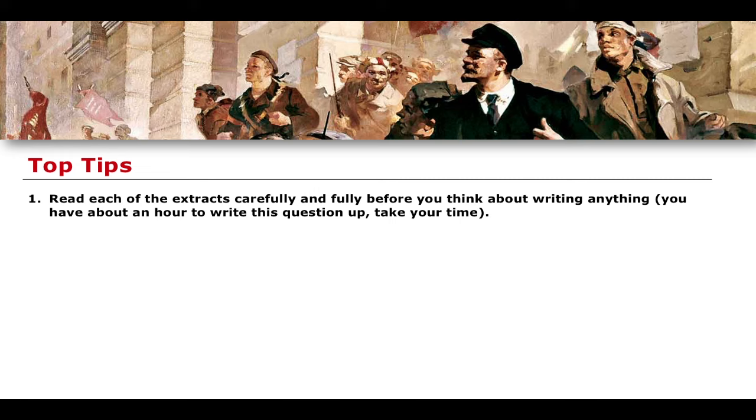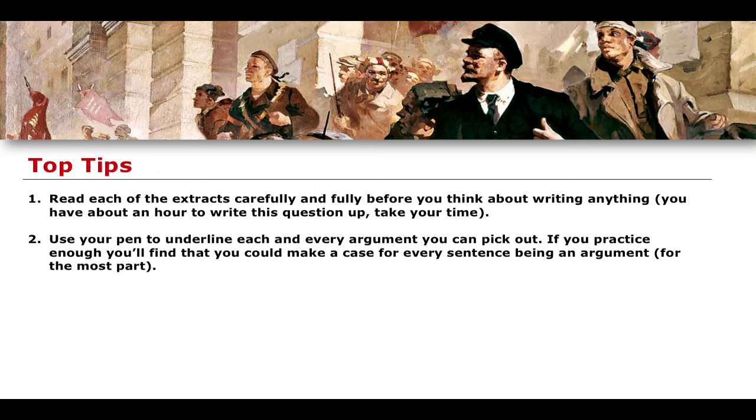So first tip, read the extract question as carefully as possible. Make sure you have a very good understanding of what is being said. Read it once, okay? Don't do anything, just read it once, and then read it again. But this second time you're reading it, you use your pen and you underline each of the arguments you can pick out. If you practice enough and get used to reading past paper questions, you'll find that it's actually quite easy to pick out arguments. And the more you know about a topic, the more you know about the historical context, the more you can underline a sentence and go, oh, I can say something about that.